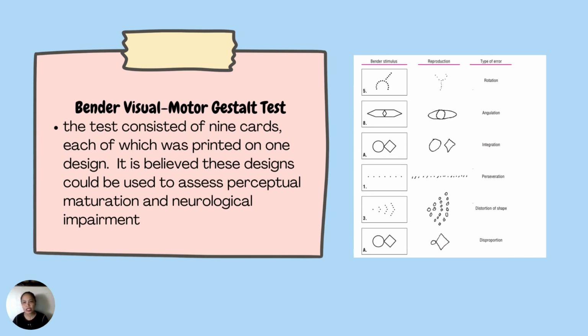Bender Visual Motor Gestalt Test. It is usually referred to simply as the Bender Gestalt or even just the Bender. Now, the test consisted of 9 cards, on each of which was printed one design. It is believed that these designs could be used to assess perceptual maturation and neurological impairment. Now, test takers were shown each of the cards in turn and instructed, "Copy it as best you can." Although there was no time limit, unusually long or short test times were considered to be of diagnostic significance. Average administration time for all 9 designs was about 5 minutes, a fact which all contributed to its wide appeal among test users.